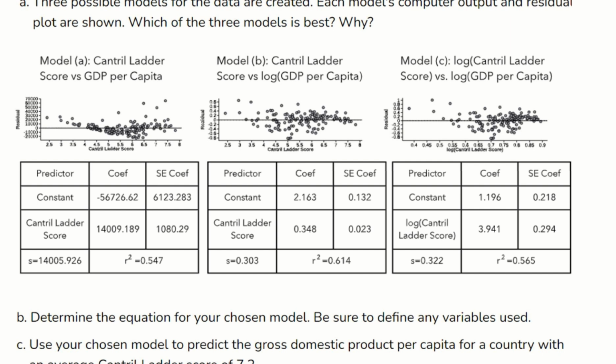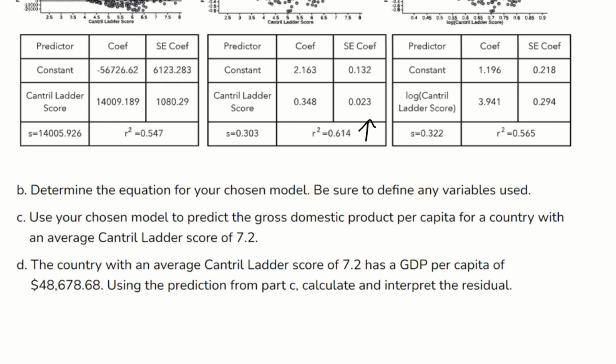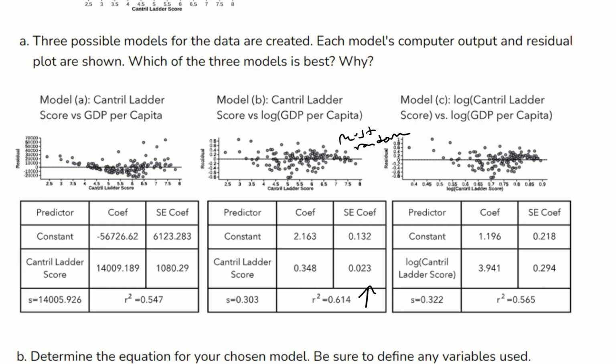So B appears to be the most random. R squared is greatest here. I'm going to put most random. Yeah, so that's got to be the best model here. So be sure to define any variables used. Okay, for part A.